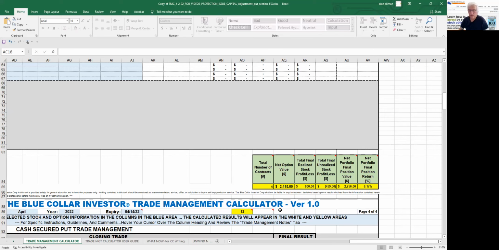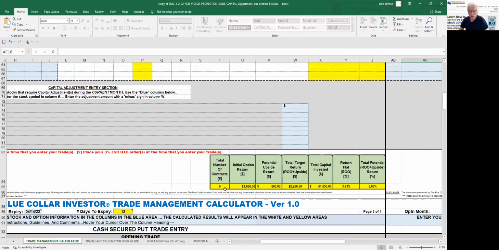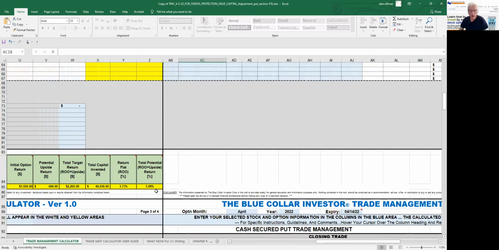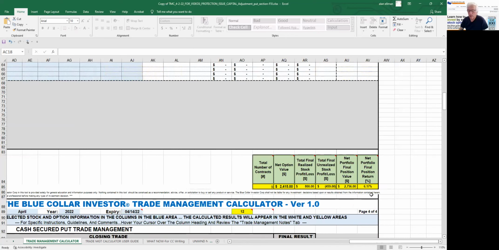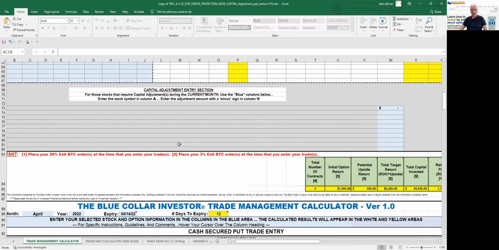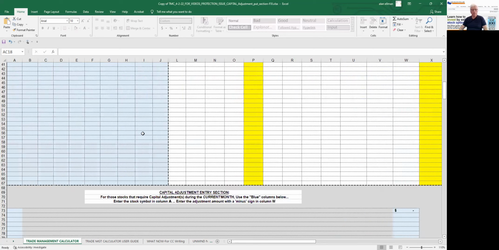Now, after you enter section 2, it will give you your initial number of contracts, initial returns, and then after the post-adjustment, you will get your final return. So you can see you started out at 5.08%, and then after adjustment, 6.17%. So we got more than 1% more post-adjustment. So let's go back now to the top, and let's actually do a covered call trade.